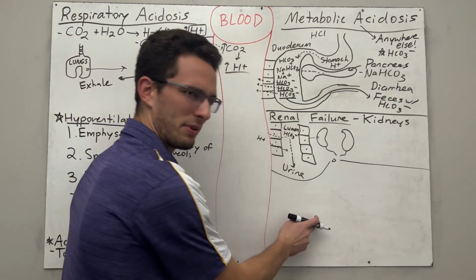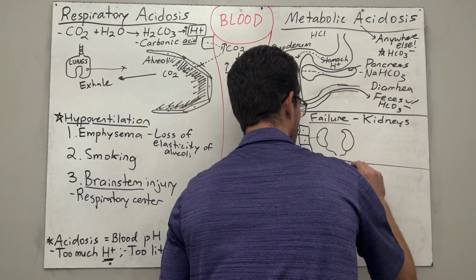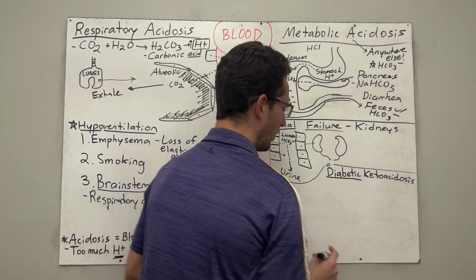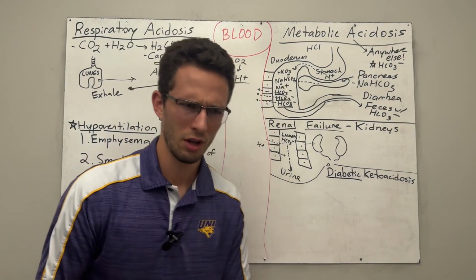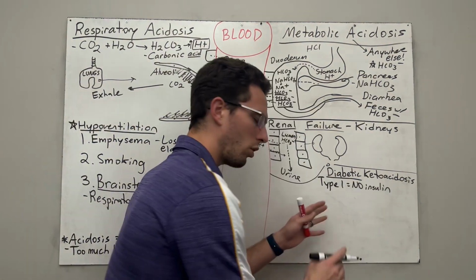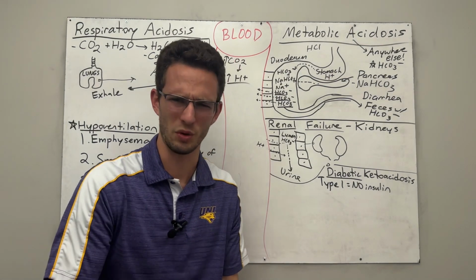Last one, and potentially the most complex. We're going to talk about diabetic ketoacidosis. All right, a few things to break down here, so stick with me. Diabetics. Well, what can diabetics not do? Well, they either, type 1, cannot produce insulin, or if you're type 2, you have what's called insulin resistance, which means your insulin doesn't really work the way it once worked.